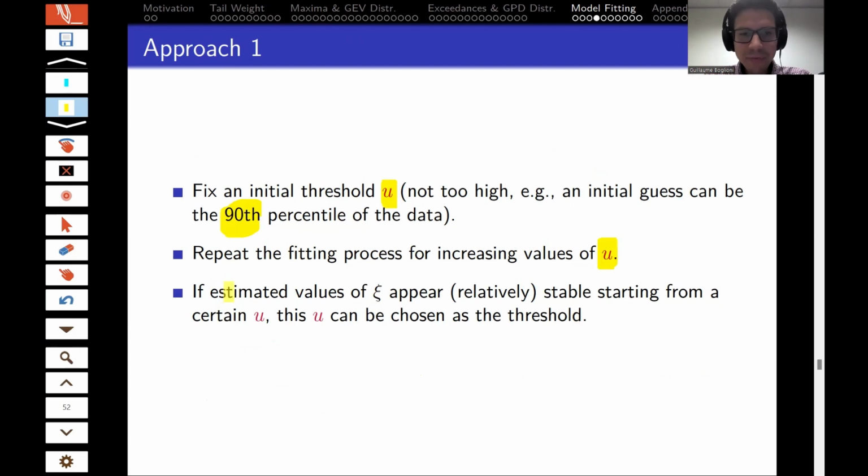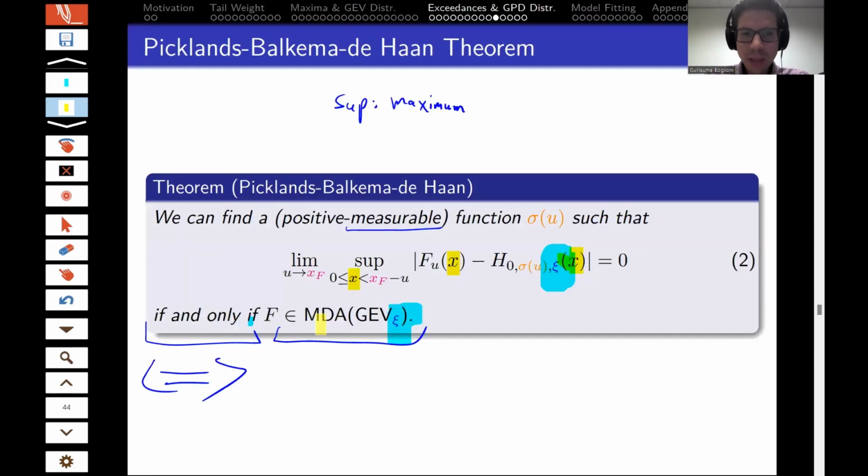And the method is simply this. If estimated values of xi appear relatively, and I stress this word relatively, stable starting from a certain U, then this U can be chosen as a threshold. And why is that? It's because, if you recall the theorem, xi doesn't change based on the value of U. This is contrary to sigma. Sigma U does vary depending on U, but xi is the same. So at a certain point, xi should become stable when you do the fitting for a higher and higher U. So at this point where you see that xi is stable, you can pick the initial U after which xi seems to be stable in your estimates.